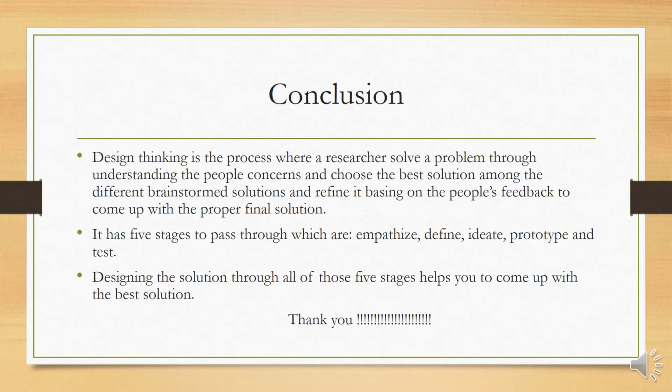As a conclusion, design thinking is the process where researchers solve a problem through understanding people's concerns, choose the best solution among different brainstormed solutions, and refine it based on people's feedback to come up with the proper final solution. As we have seen, the design thinking model has 5 stages to pass through, which are empathize, define, ideate, prototype, and test. Designing the solution through all of those 5 stages helps you come up with the best solution.